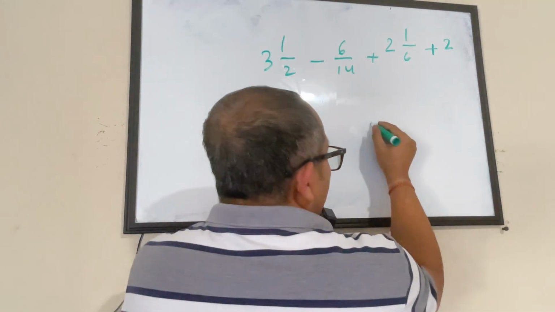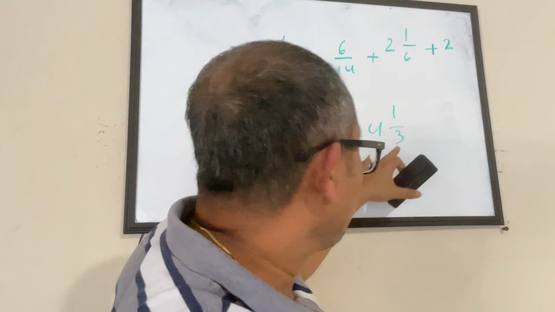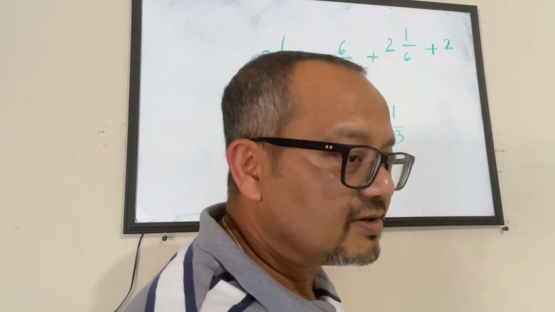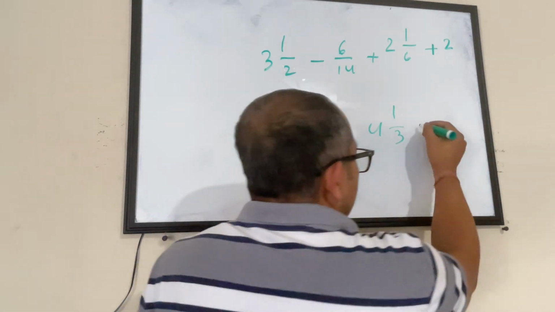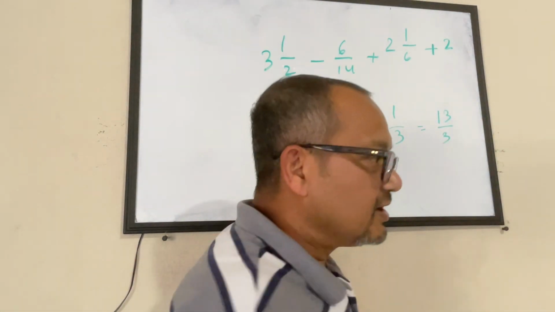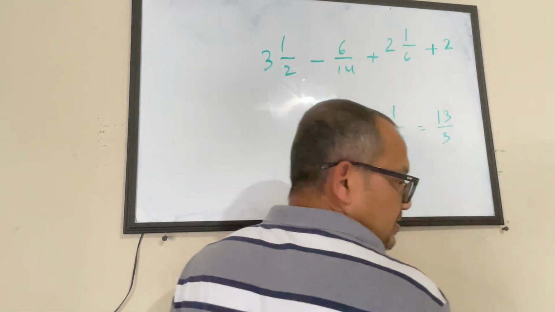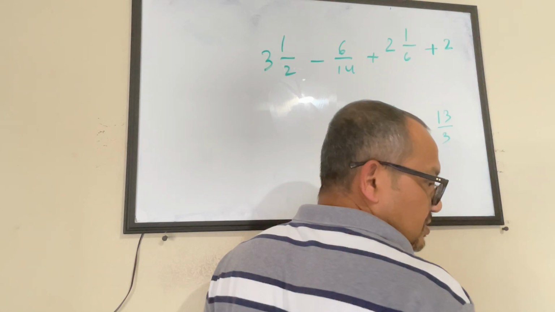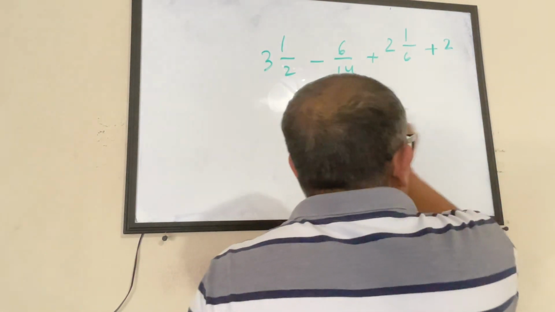Now if I give you 4 1 by 3, Shanvi, can you tell me how much it will be in fraction? 13 by 3. Wonderful, I love that. Now I have to do the LCM for 2, 14, 6, and 1. Yeah, same thing. Once you convert it to a fraction, then the same thing repeats.